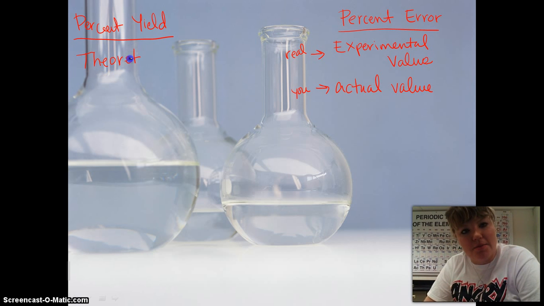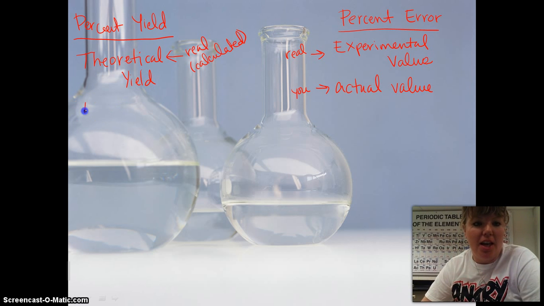it is actually something that we can calculate using stoichiometry. That is the real value, but it is calculated. Okay, so we can use this calculation to figure out what the theoretical yield should be, and then when we do the lab, we get an actual yield that we can compare back to the theoretical yield.